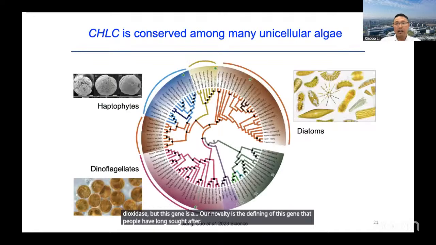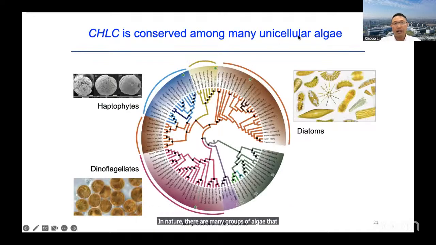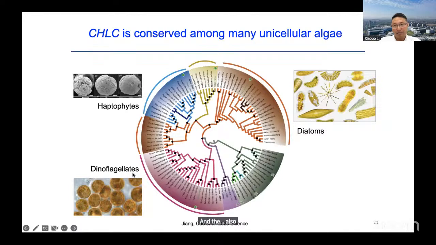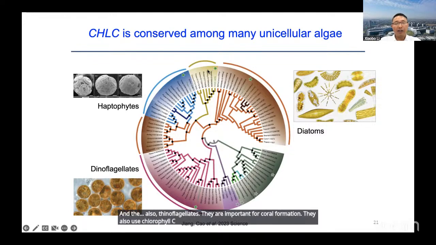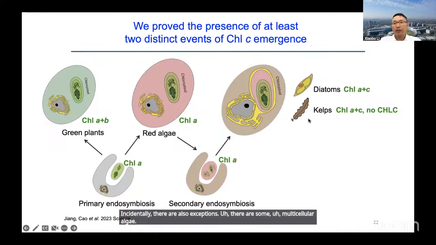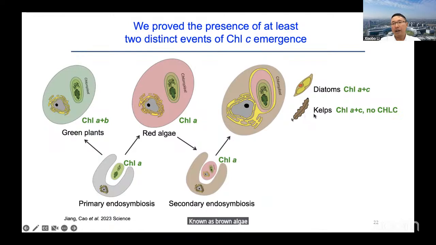In nature, there are many groups of algae that use chlorophyll C, including diatoms and also haptophytes, which precipitate calcium carbonate because they make calcium carbonate in their shells. And also dinoflagellates. They are important for coral formation. They also use chlorophyll C. They all have homologs of diatom CHLC, and by testing their activity, we prove that they are functional. Interestingly, there are also exceptions. There are some multicellular algae known as brown algae, including the edible kelps.